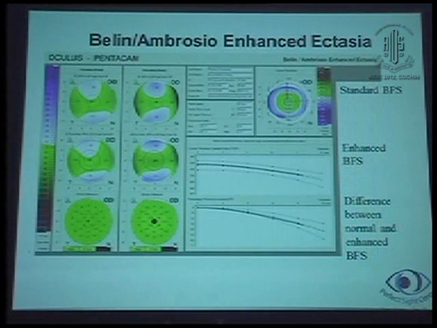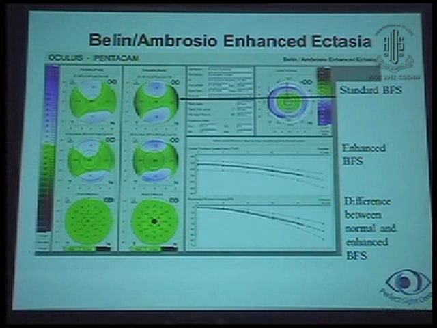This is the normal best fit sphere. This is when we remove the 4 millimeter zone, called the enhanced fit, and this is the difference. So it works like a traffic signal.